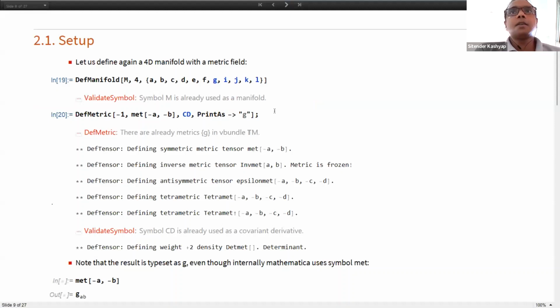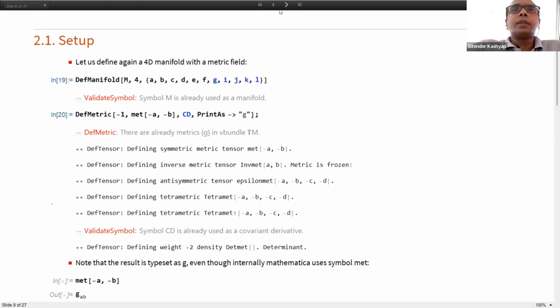I have one more small question. Yeah. So the ToCanonical command, what is that command exactly doing? Is it just simplifying the expression and rearranging the indices?